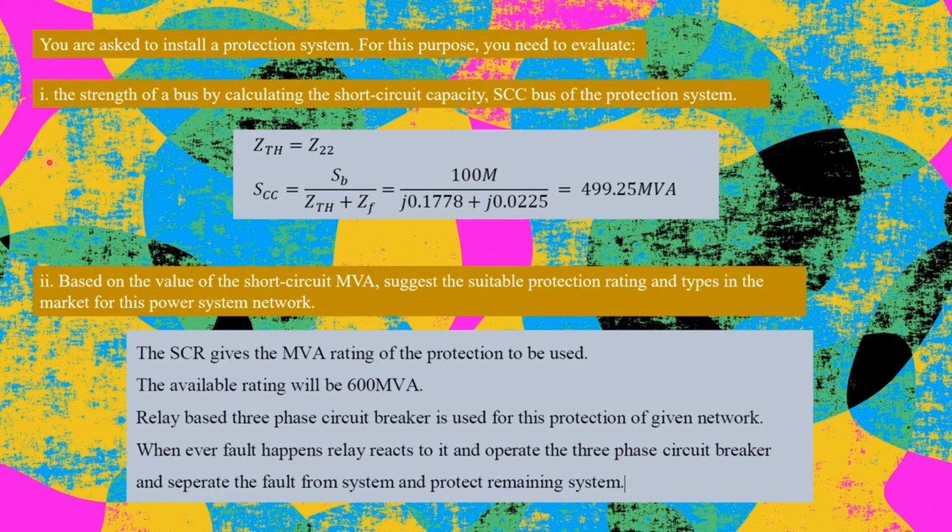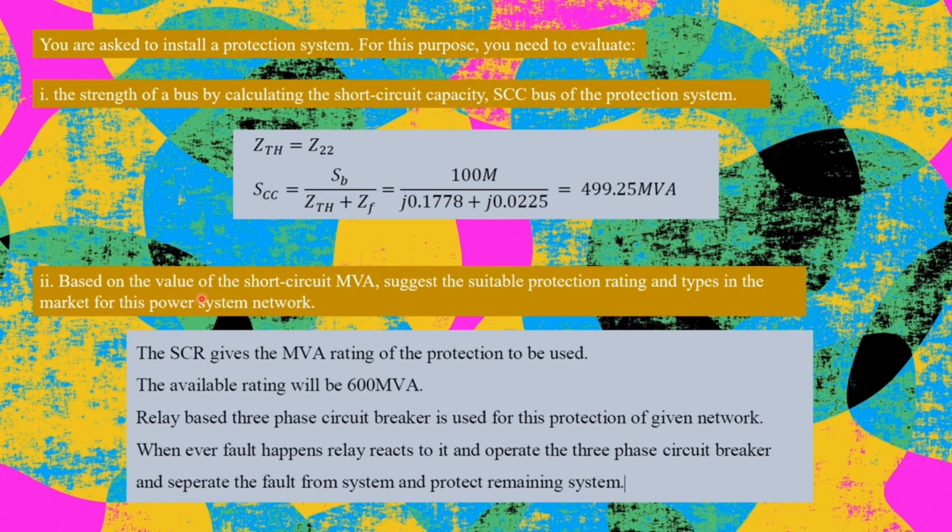Next, you are asked to install a protection system. For this purpose, you need to first evaluate the strength of a bus by calculating the short circuit capacity, SCC, of the bus of the protection system. So the SCC is given by SB divided by ZTH plus ZF. ZTH is Z22. We can obtain Z22 from the bus impedance matrix. By substituting values into this formula, we obtain that SCC is equal to 499.25 mega volt-ampere.